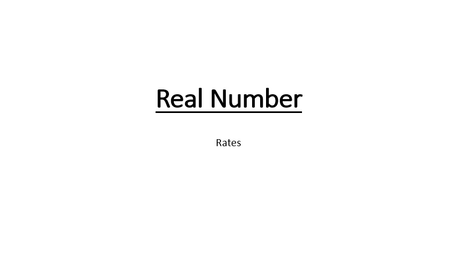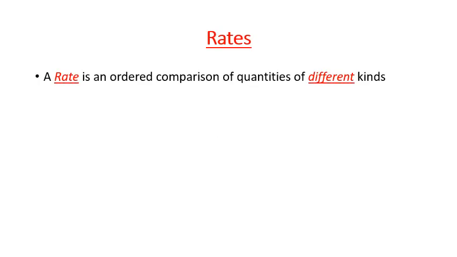Okay, this video tutorial looks at the mathematical strand of real number, and more specifically, we're going to focus on our understanding of rates. Now, what you need to understand about rates is that they are essentially the opposite to ratios. A rate is an ordered comparison of quantities that are different. Remember that ratios were an ordered comparison of quantities with the same units. A rate is when you're comparing different units.